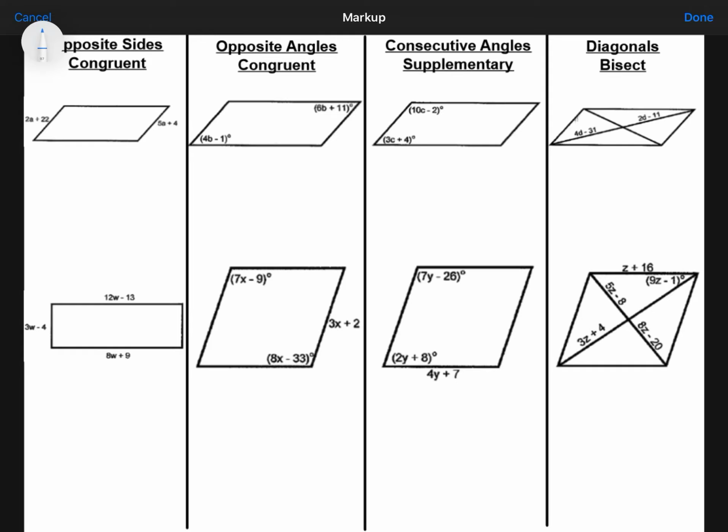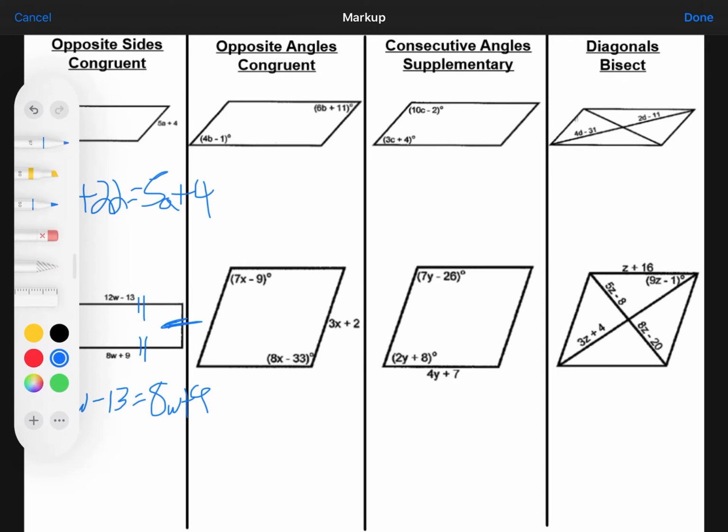So when you see two sides of a shape, opposite sides are congruent. You just set them equal. The first side equals the second side. Even if it's a rectangle, this side 3w minus 4, oh, it doesn't match up with anything. But this top side does match up with the bottom, so the first side equals the second side.